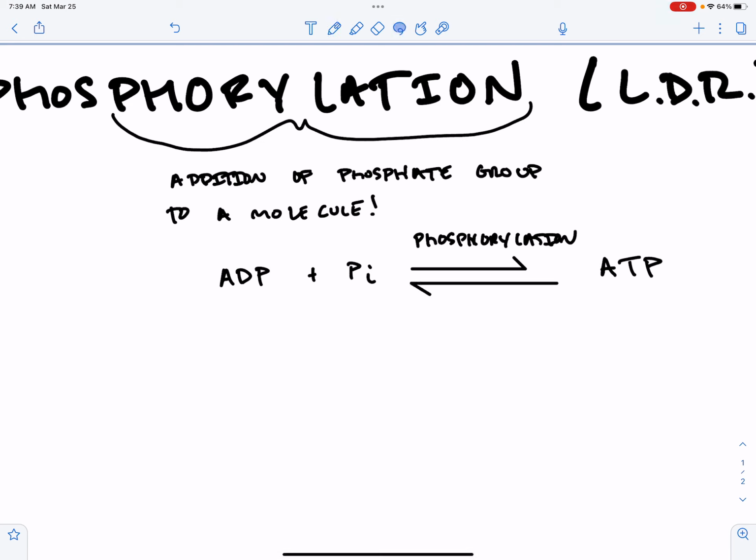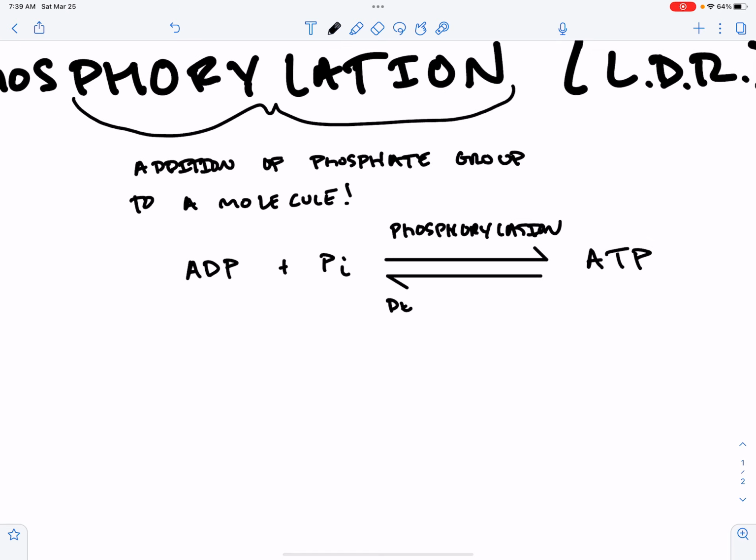If we go the other way, I should have made that arrow longer, sorry. Sorry for those of you who are drawing this with pencils. If we start with ATP and we break it up into ADP and phosphate, we perform dephosphorylation.